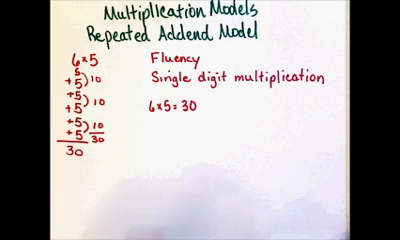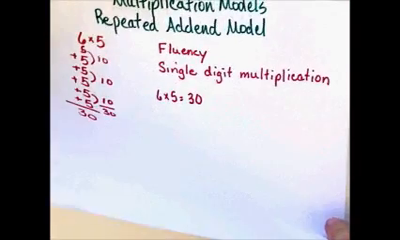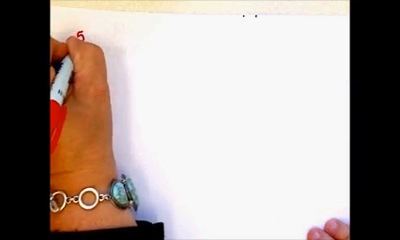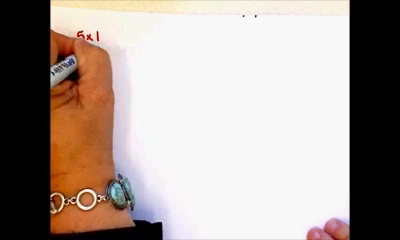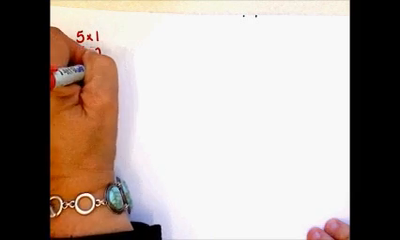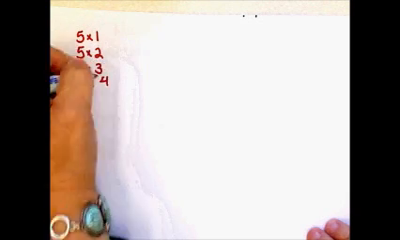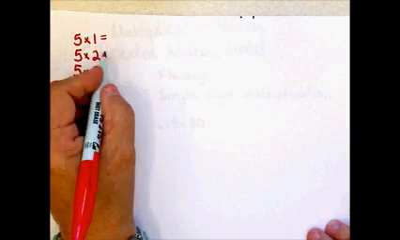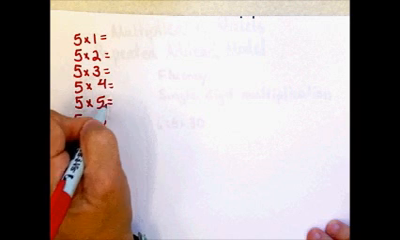Now, fact families are a way that students can build a conceptual understanding of multiplication. For example, let's look at the 5s. 5 times 1, 5 times 2, 5 times 3, 5 times 4, 5 times 5, 5 times 6. So what happens when I look at these fact families? It's about more than memorizing that 5 times 1 equals 5.